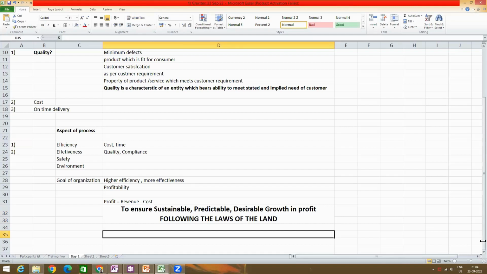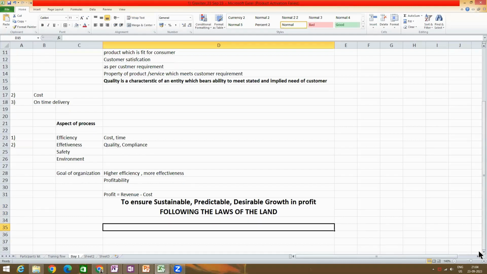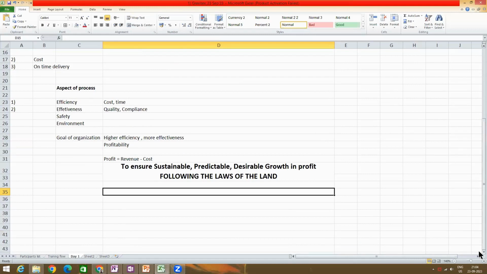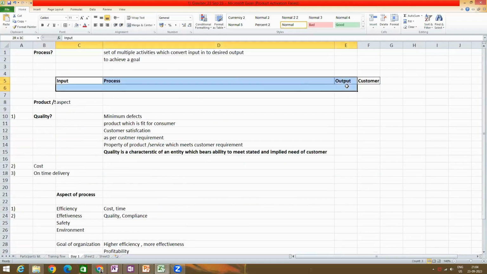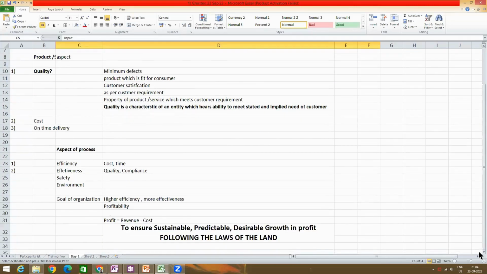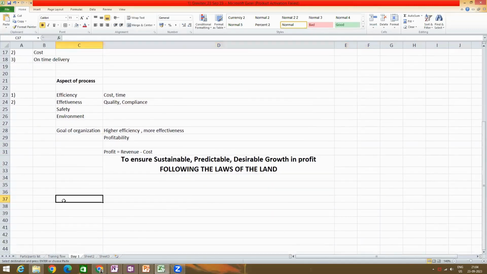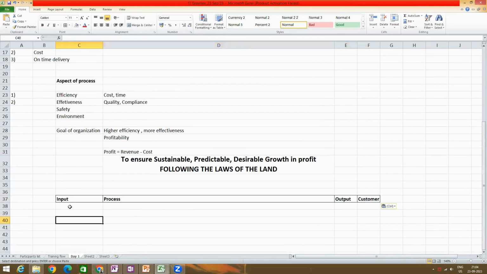So we talked about these aspects. The next question arises: we understood about process, we understood about quality, and now we will be stretching this point. This will come again and again in the Define phase majorly. So: input, process, output, and customer. This is what we are going to discuss. Let's take it in the next sheet.